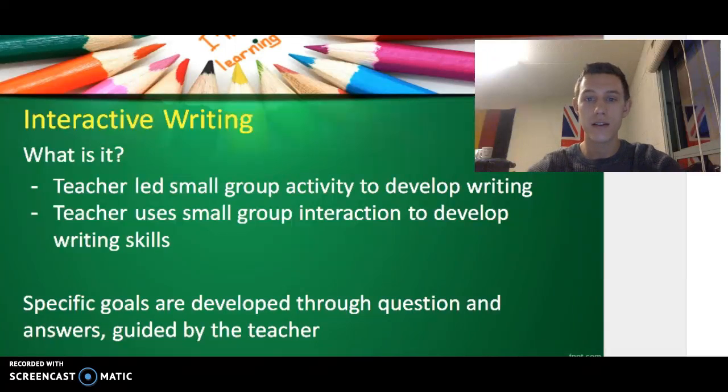Interactive writing is the third teaching strategy that I'm going to be discussing. So what is this? It's a teacher-led small group activity that's used to develop writing. Teachers typically do this in a small group interaction, and normally they focus on targeted skills. So the specific goals are developed through questions and answers guided by the teacher.